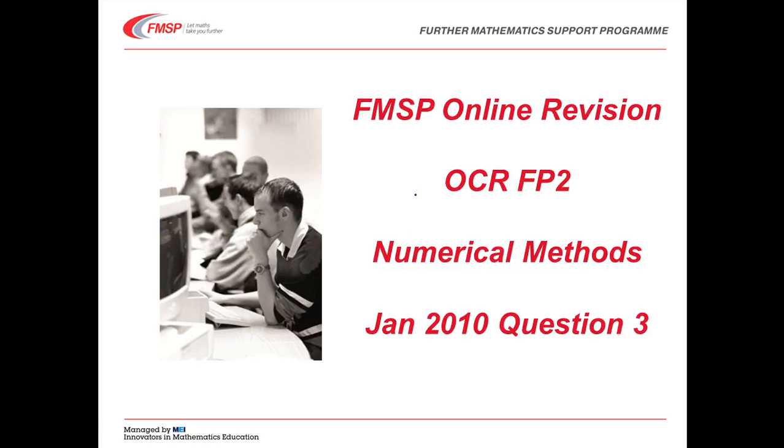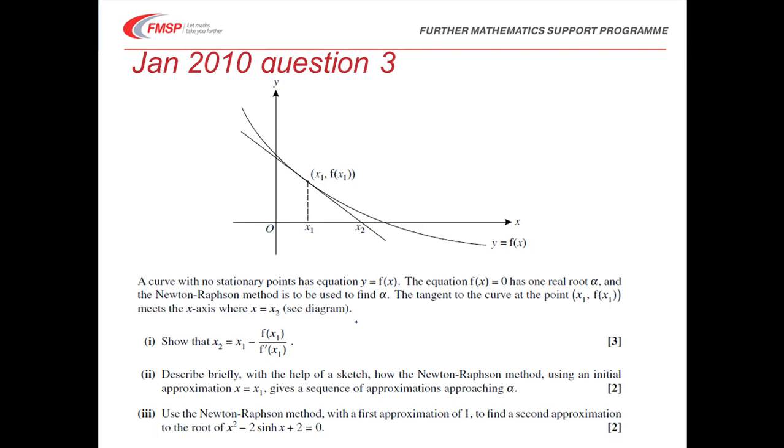This session is for OCR FP2, topic is numerical methods, and we're looking at January 2010 question 3. So just reading through the question first of all, we've got a curve with no stationary points with equation y equals f of x. We're told that the equation f of x equals 0 has one real root, alpha, and the Newton-Raphson method is used to find alpha. The tangent to the curve at the point x1, f of x1 meets the x-axis where x equals x2. So we can see all that on the diagram, and then three parts.